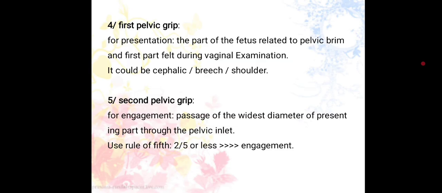Second pelvic grip is for engagement of the presenting part. Engagement by definition is the passage of the widest diameter of the presenting part through the pelvic inlet. Whatever the presenting part, vertex, breech, shoulder, whatever, when its widest diameter crosses the pelvic inlet, this is called engagement.